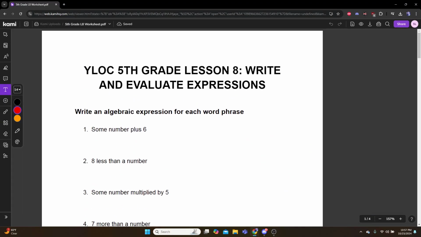Today we're going to be doing Wylock 5th grade lesson 8, write and evaluate expressions. So, write an algebraic expression for each word phrase. Number one says some number plus 6. Whenever we see something like some number, we're going to assume that it's a variable. So we could just call it x, and then plus 6, adding 6. And that would just be your final answer.